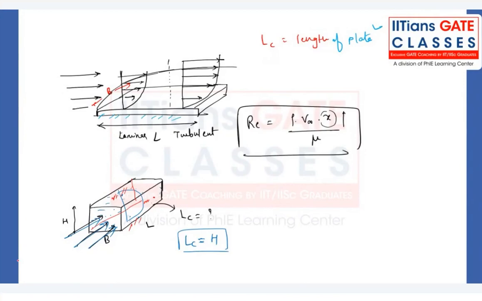Tell me, guys. Suppose I have taken the top plate and bottom plate, with gap H. The fluid flow will be happening like this. The top and bottom are both fixed, so the velocity is zero there. The variations are happening over the height, right? So in that case, LC will be the height.